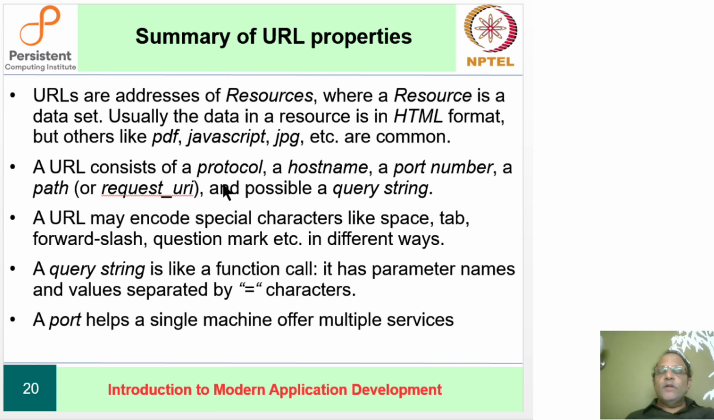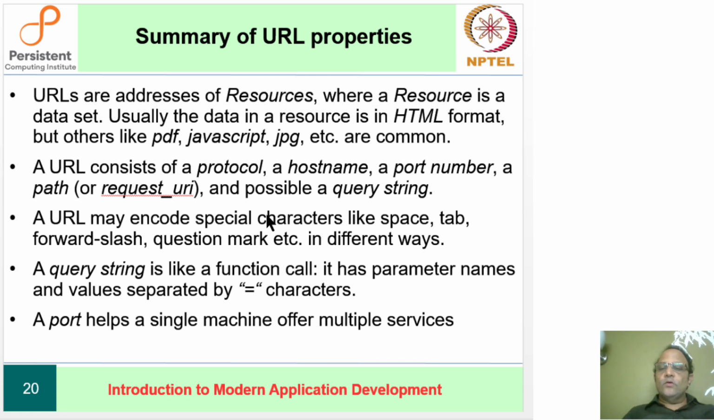Alright, now that we have seen quite a few details about URLs, let us summarize them. URLs are addresses of resources, where a resource is a data set of some kind. Usually the data in a resource is in HTML format, but others like PDF, JavaScript, JPG, etc. are all common. A URL consists of a protocol, a host name, a port number, a path, which is also called a request URI, and possibly a query string.